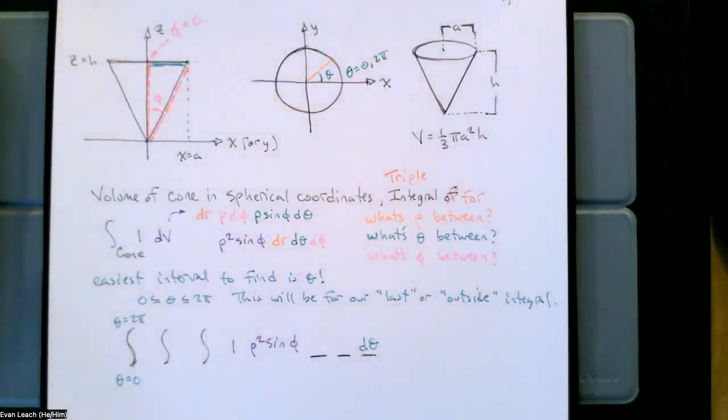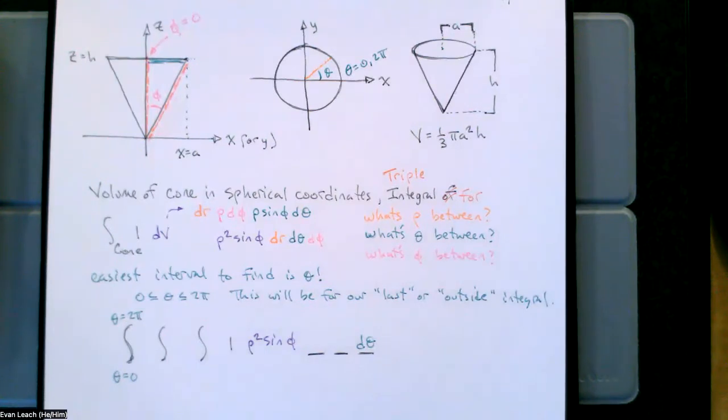Remember that our early intervals can depend on upcoming variables. So either of these two integrals can involve theta, because theta is an upcoming integral. But if I find out that rho is going to be dependent on the value of phi, then we know that rho is going to have to be our first integral. If rho depends on phi, then rho will have to be our first, and phi will be our second. If phi depends on rho, which we're not going to find out, then I'd have to switch that around.